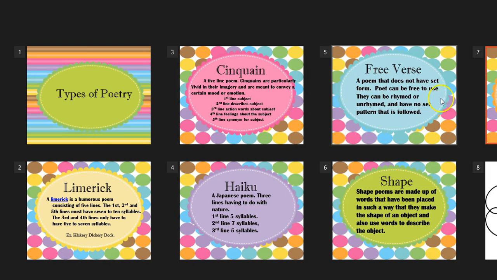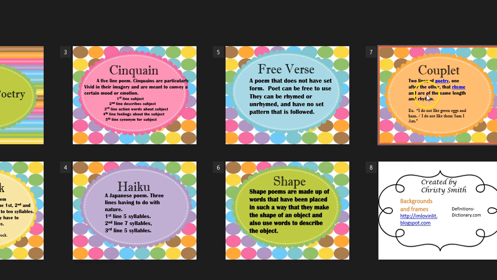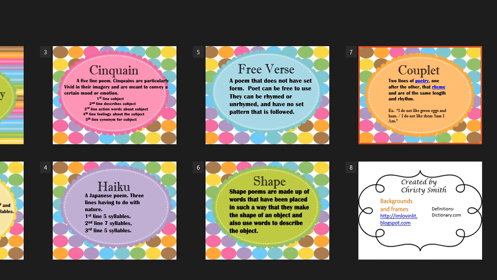Free verse, there are no rules. It is whatever you would want to write. However, it would all need to be about the same subject, just like our natural disasters poem on our homework. And then a couplet. Of course, that would be 2 lines that rhymed. So your assignment is to pick one of these types of poems and write a poem in that form.